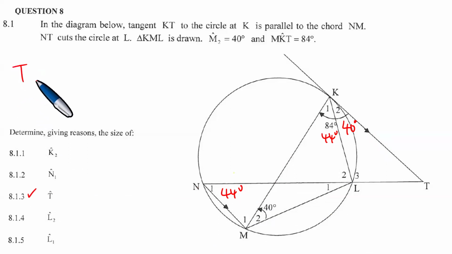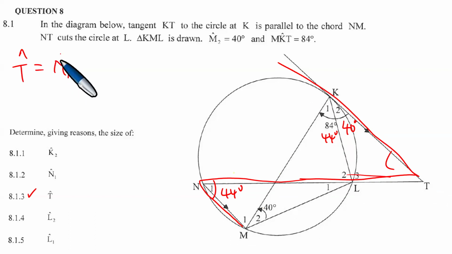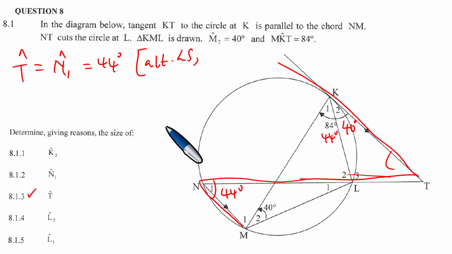I was shocked that Tenilo just gave me the answer and I was just writing 44 and he was saying 44. I agree with you, Tenilo, because this one is going there and this one is doing this, so they're doing a Z shape. Therefore the angle T is equal to the angle N1, which is 44 degrees, and these are alternate angles. You write alternate angles because there are two parallel lines.